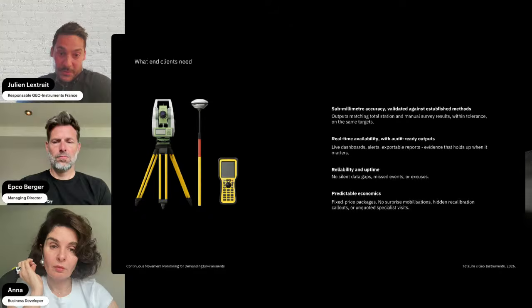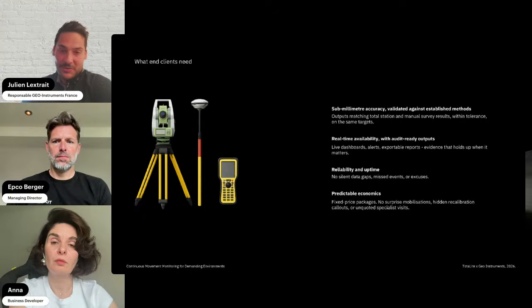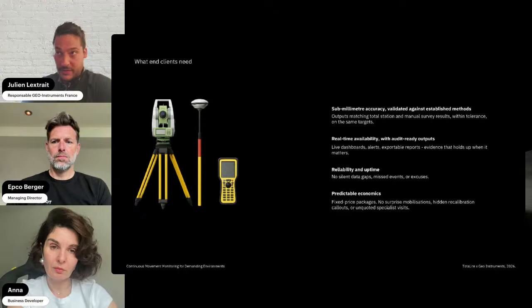And then there are other aspects that were not there 20 years ago, but now are becoming the standard, which is real-time availability, traditionally with an online platform where the clients and all of the different parties involved can visualize and access the data, as well as instantaneous alerts, automatic reports, and feedback from the site as the monitoring occurs.